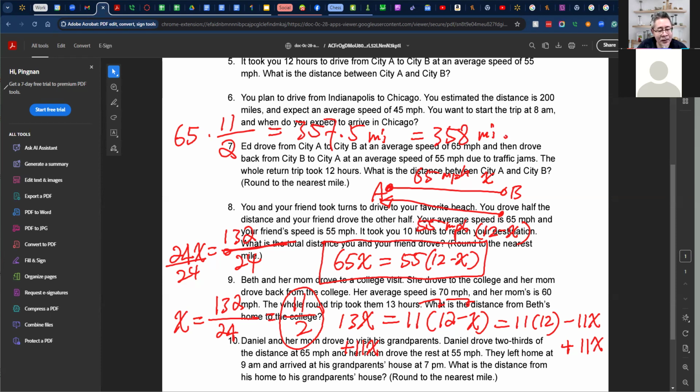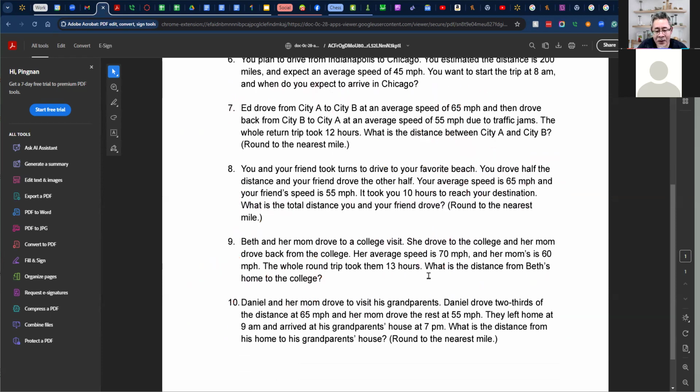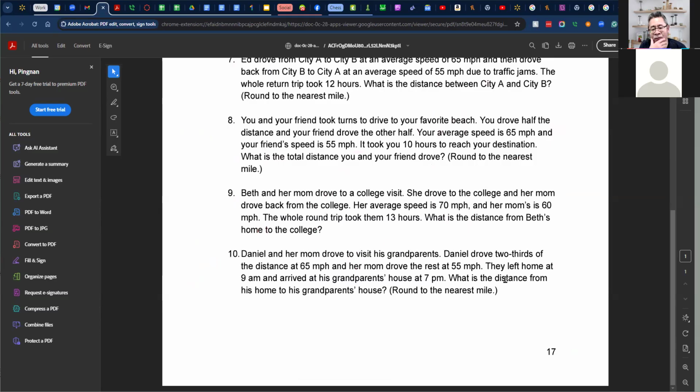Okay. Let's look at number 8. You and your friend took turns to drive to your favorite beach. You drove half the distance, and your friend drove the other half. Your average speed is 65 miles per hour, and your friend's speed is 50 miles per hour. It took you 10 hours to reach your destination. So what's the total distance you and your friend drove? That means that's the whole trip.